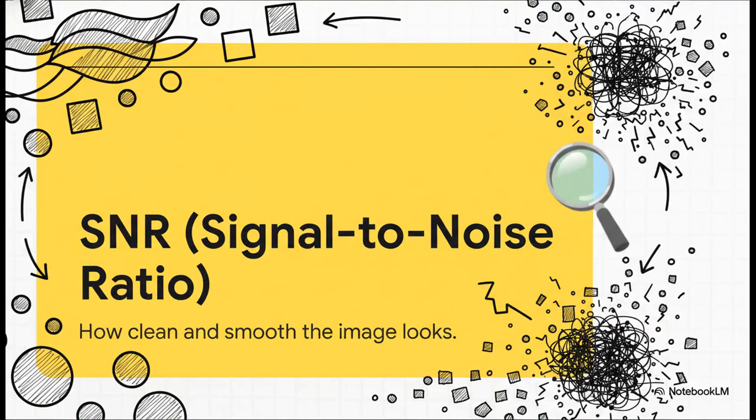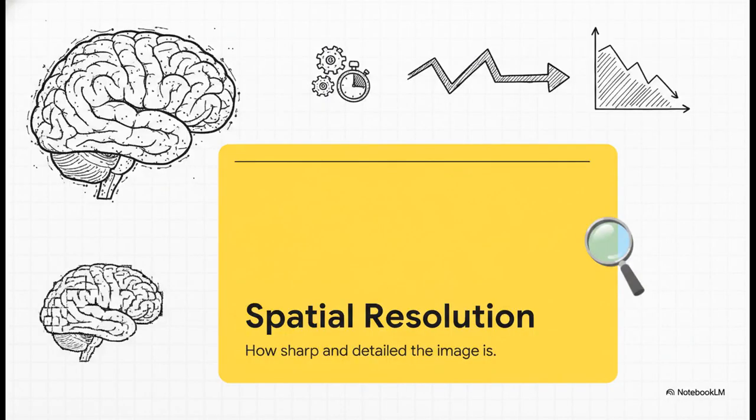First up, we've got SNR, signal-to-noise ratio. This is basically all about how clean the image is. A high SNR gives you that beautiful, smooth picture you're looking for. But a low SNR, that's when you get a grainy, kind of staticky image that's just tough to make anything out of.